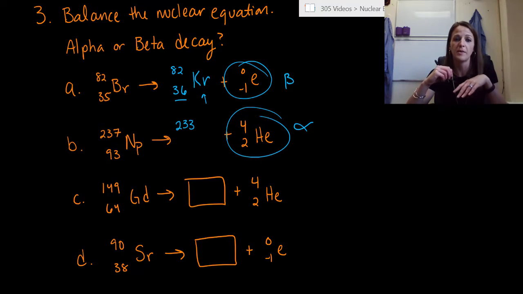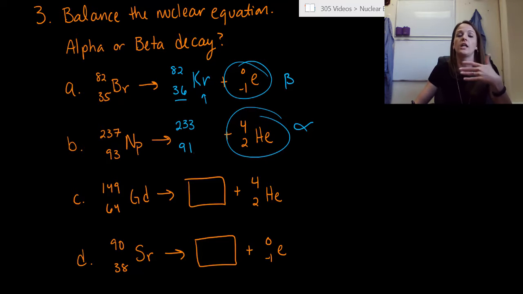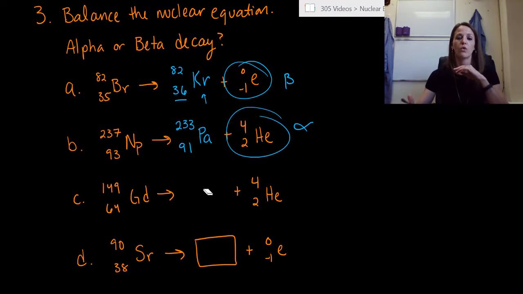Now we have to figure out the atomic number. We have 93 on the reactant side, 2 on the product side. So we need to figure out what number plus 2 gives us 93. Simple math. 91 plus 2 gives me 93. The only element that has 91 protons is something called protactinium, which has a symbol of Pa. All right, we already decided it's alpha decay, so we can move on to C. So let's figure out what we're missing here.